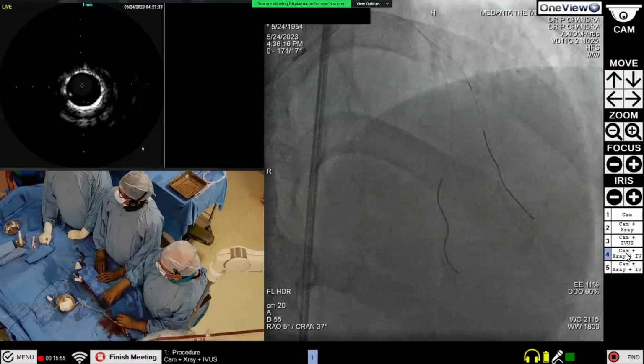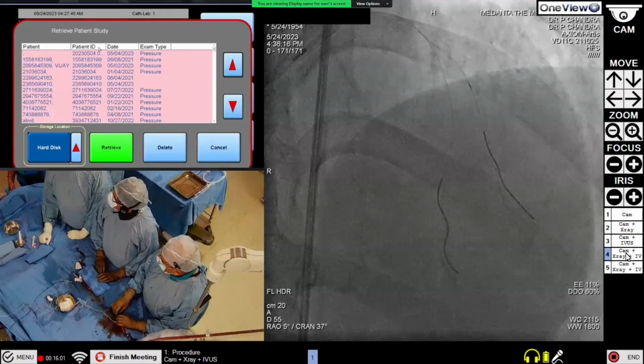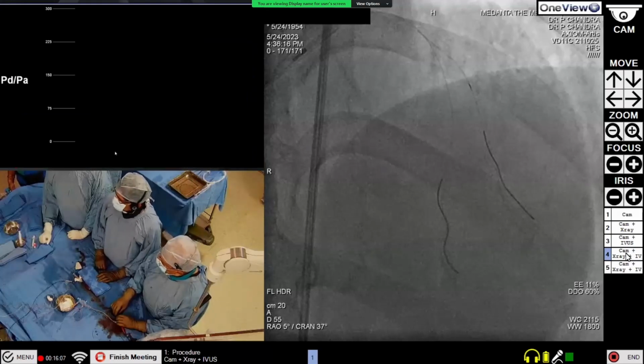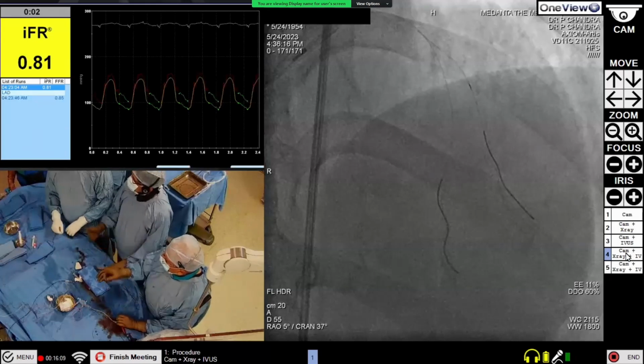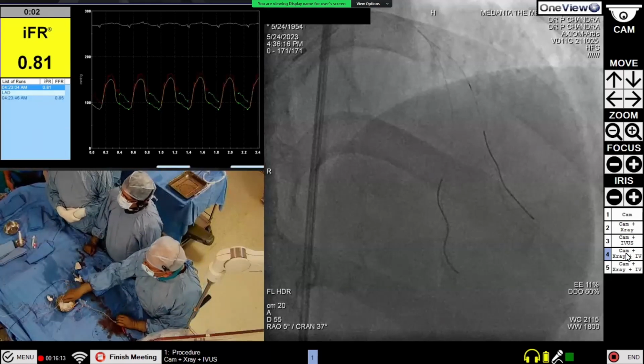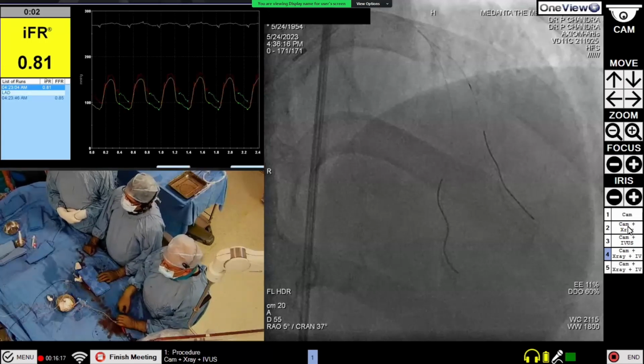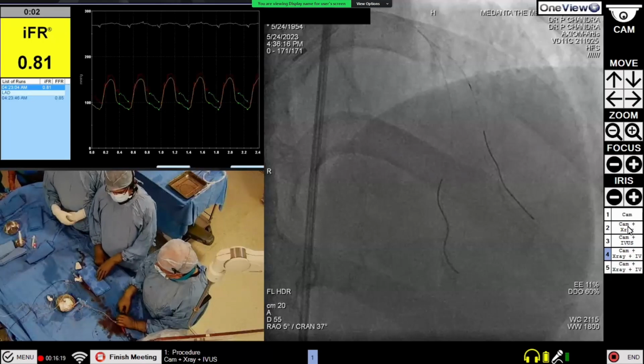The initial baseline iFR for the LAD is 0.81. We'll just show you. It showed a significant lesion in the LAD, so there is no confusion. The diagonal is also quite significant, but a quite tortuous lesion. This is the iFR value of the LAD, and as you can see, the diagonal is quite tight. So now we are going for IVUS imaging of the LAD, which will decide the future plan.